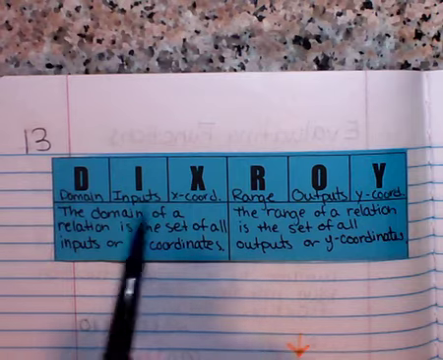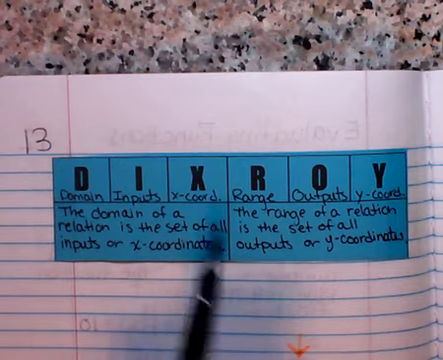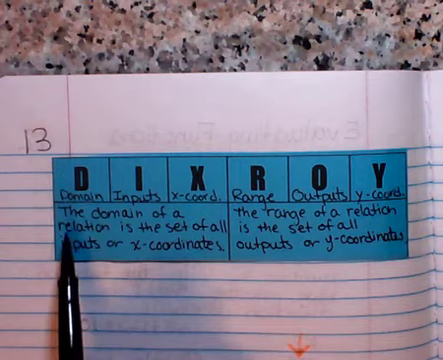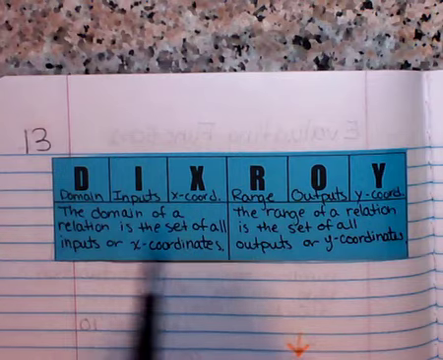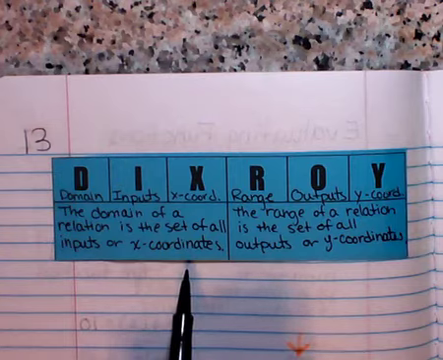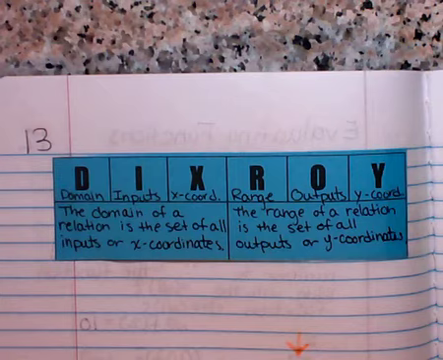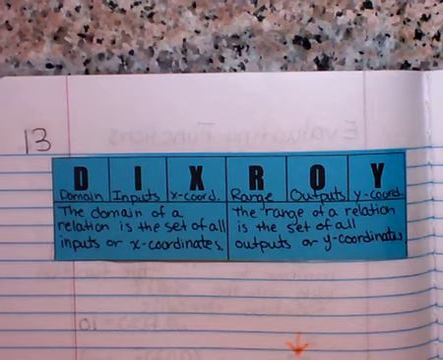domain, which is all of our inputs, or on a graph, it's our x-coordinates. And the domain of a relation is the set of all inputs or x-coordinates. And that just means any value that we could put in for x and get out a y value as an answer is part of our domain.